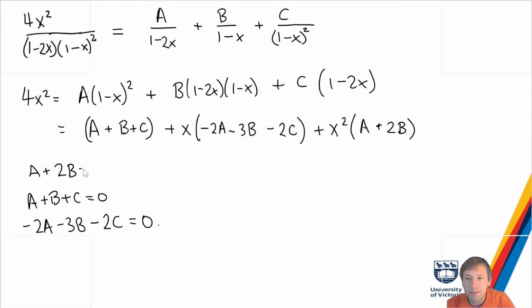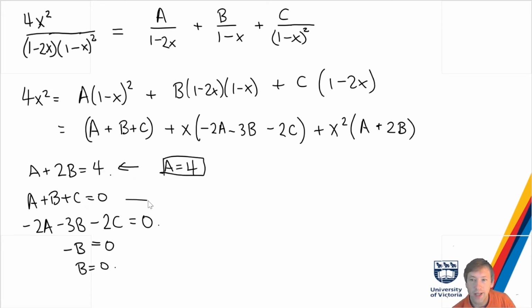So sorry about that. A plus 2b should equal 4. Okay, so what I'm going to do is take 2 copies of the second equation and add it to the third equation. When I do that, I get 0 a's, negative 1b, 0 c's, and then it equals 0. So therefore b is 0. So now my first equation just becomes a equals 4. And now my second equation just gives me that c is equal to negative 4.